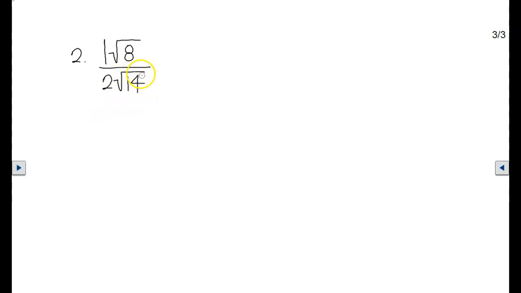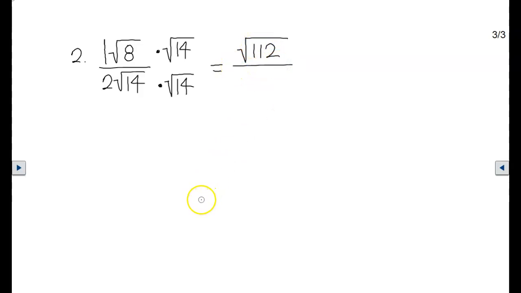The square root on the bottom is the square root of 14. You are going to multiply that by the top and by the bottom. So now we'll multiply outsides and insides. So on the top, 1 times 1 is 1. 8 times 14 is 112. So we get the square root of 112. On the bottom, multiply the outsides. 2 times 1 is 2. Multiply the insides. 14 times 14 is 196.